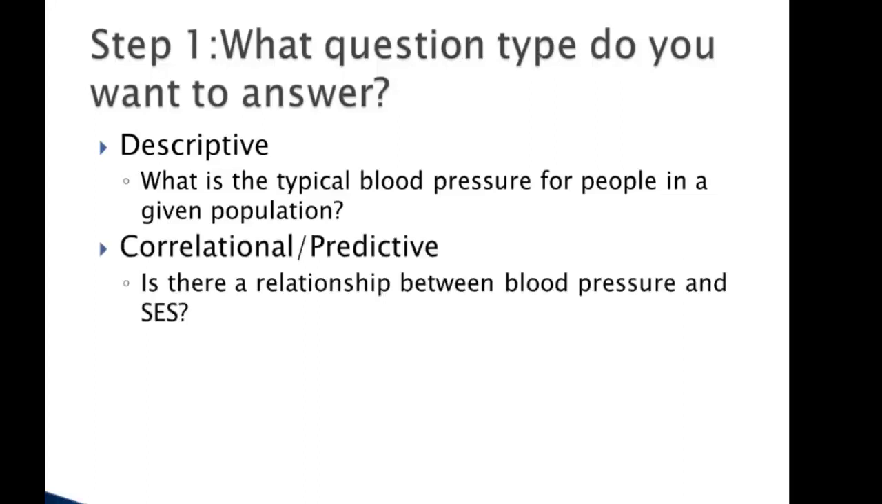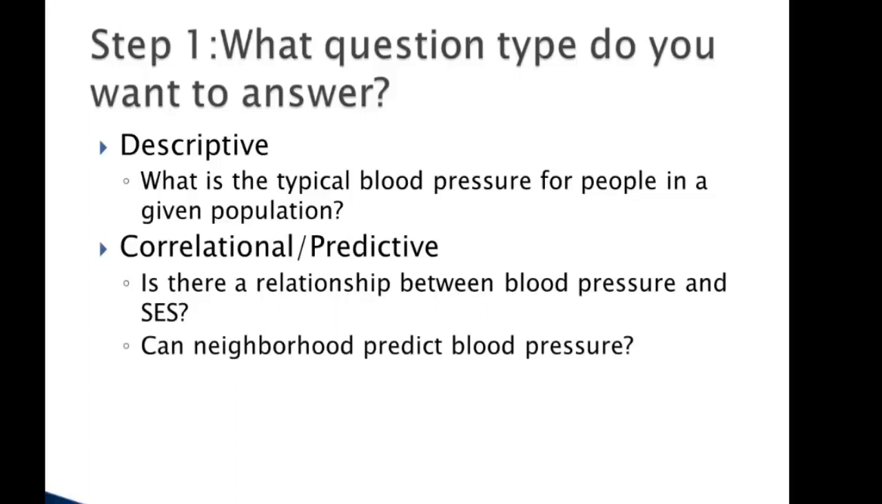Now the next question type is referred to as correlational or predictive. In this situation we have groups of variables that we're trying to develop a relationship between, or we have a group of variables that we're trying to use to predict one another. An example of this might be, is there a relationship between someone's blood pressure and their socioeconomic status? Another might be, can the neighborhood you live in predict your blood pressure? So what we're trying to do is establish some kind of relationship among variables. Again, we're not intervening in any way, and we're typically doing observations, but we're trying to establish a bit more complex type of research question here with correlations or predictions.